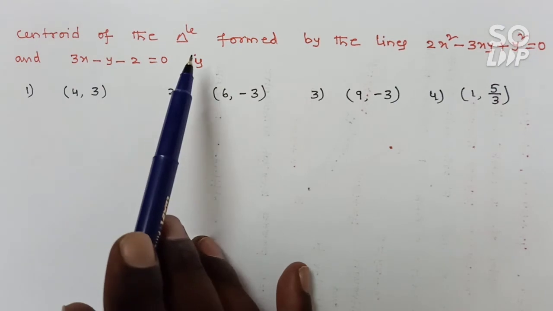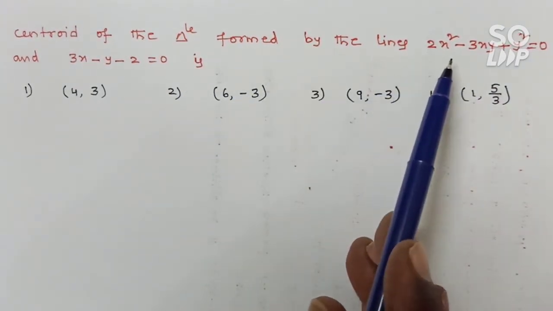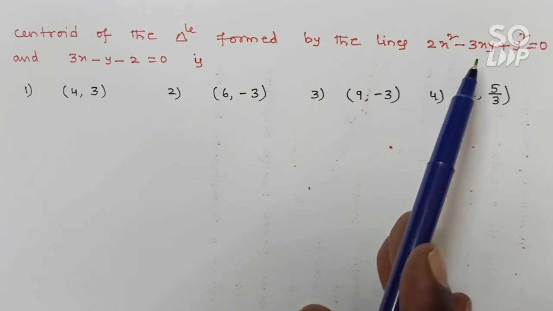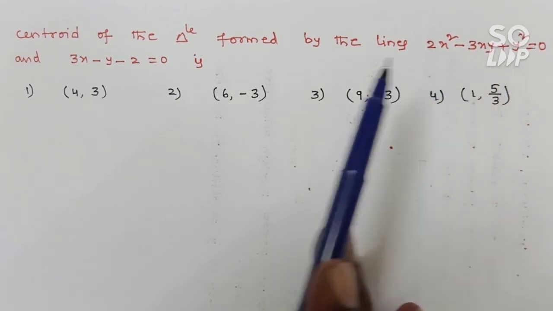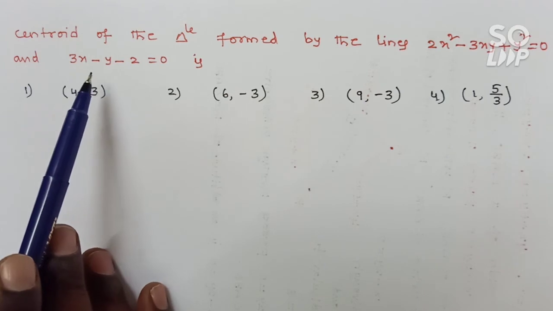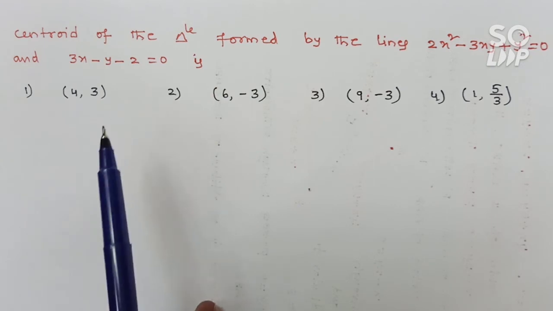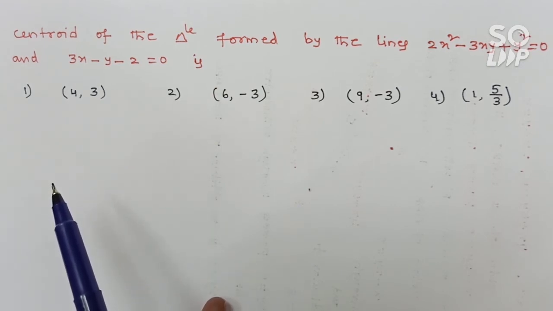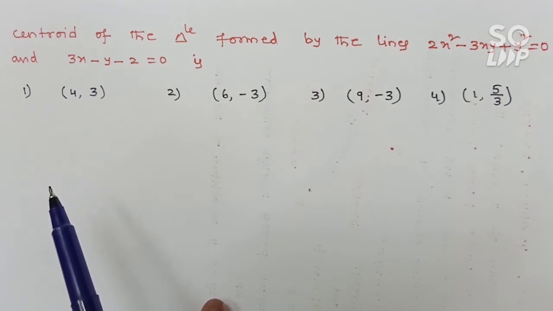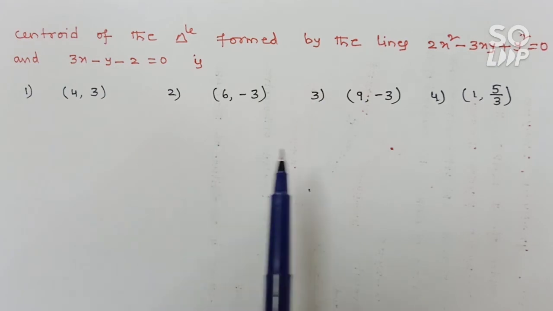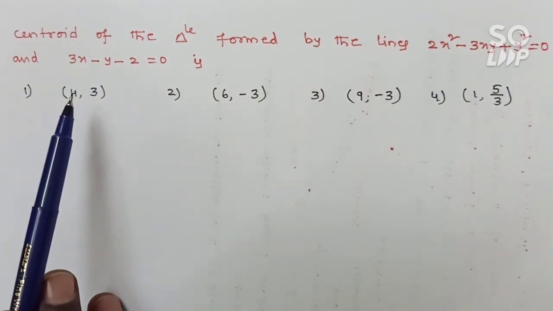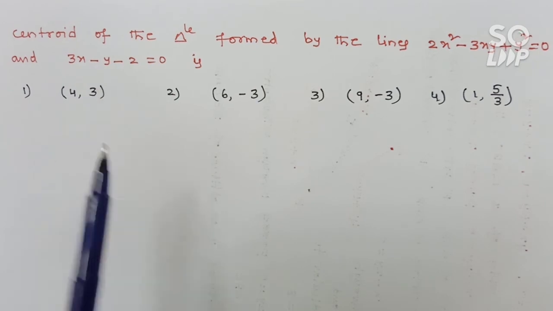Here, find the centroid of the triangle formed by the lines 2x² − 3xy + y² = 0 and 3x − y − 2 = 0. This problem we can do in different methods. One is the traditional method. Traditional method means, already in the same video we did how to find the centroid of the triangle formed by the homogeneous equation and one linear equation, right?